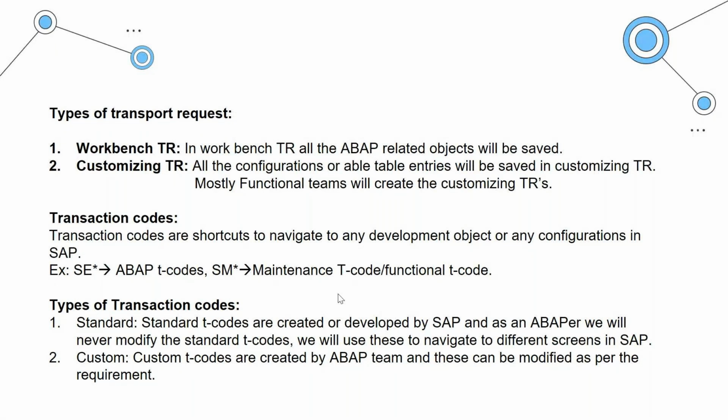So these custom T codes are normally created by the ABAP team, and it's up to you if you want to modify them. If you get a business requirement to modify the custom T codes, then you can do it. It's fine. You can reuse it, and you can also modify it. But standard T codes, you can only reuse. You should never change your standard T code. Okay. Any doubts in this? Anyone?